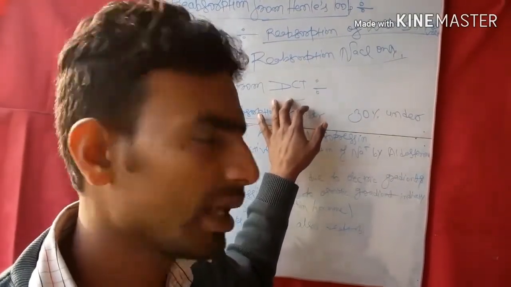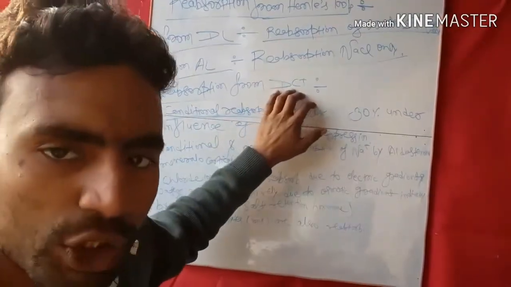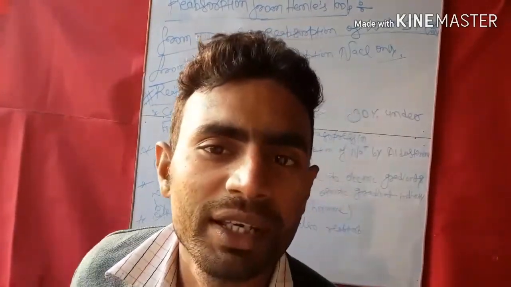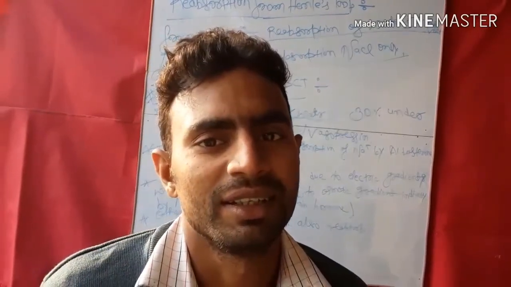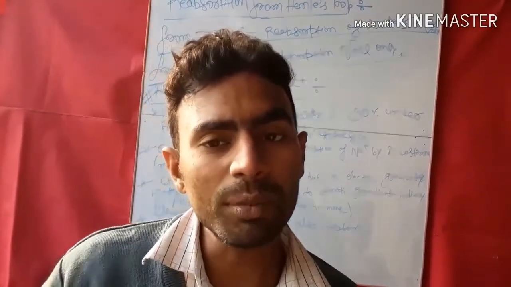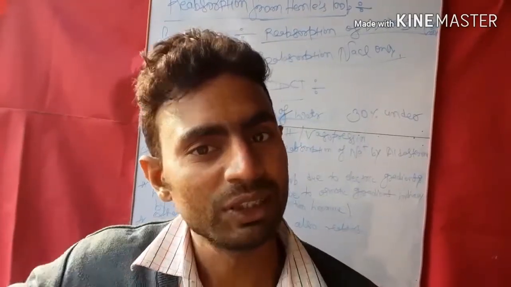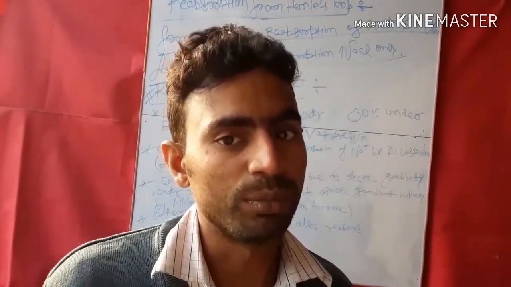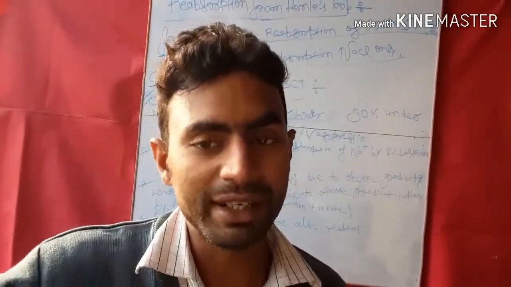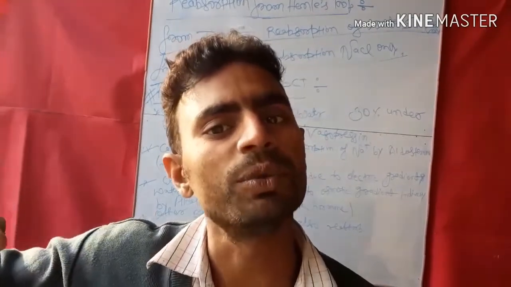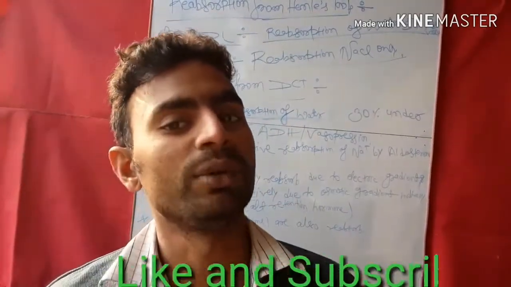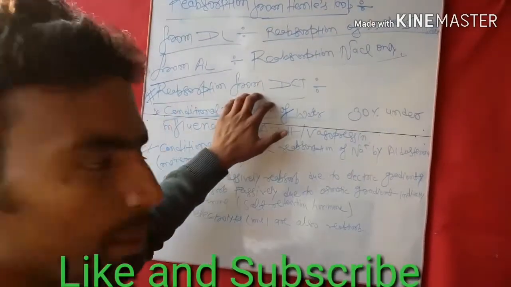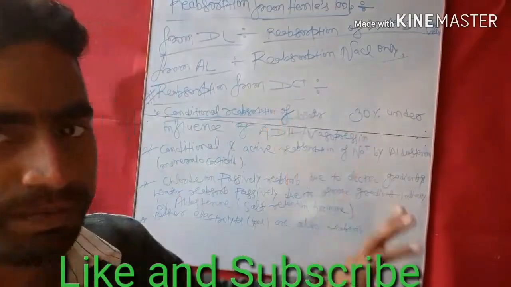The distal convoluted tubule, its name is distal. Why? Because it is present far away, but the proximal convoluted tubule is near. Proximal means near. So its name is proximal convoluted tubule, and the other is called distal convoluted tubule. So, reabsorption from the distal convoluted tubule.